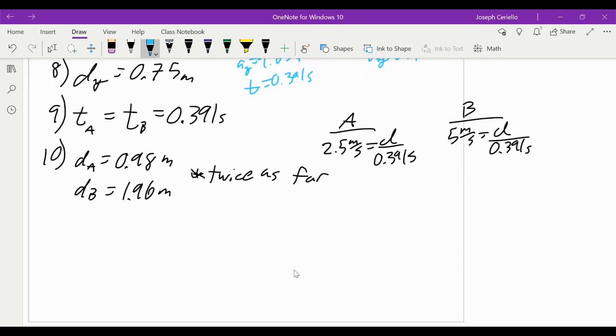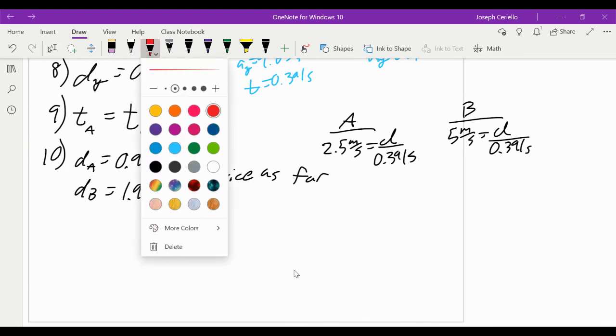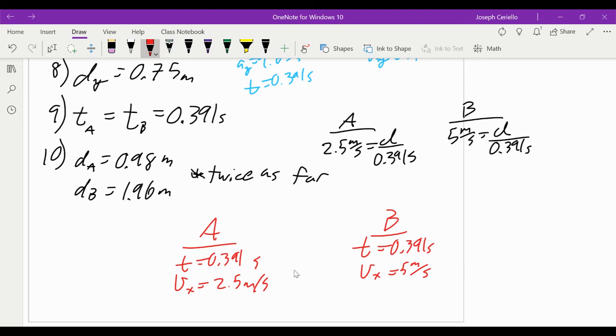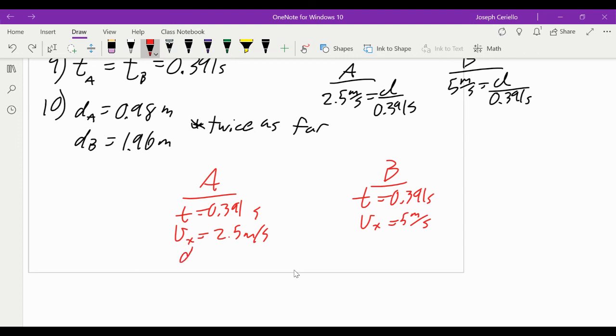For trials A and B, some people had some confusion about how to go about doing this. So here's trial A and here's trial B. Trial A has a time of 0.391 seconds. Trial B has a time of 0.391 seconds. Our velocity in the x direction for trial A is 2.5 meters per second. For trial B it is 5 meters per second. Our acceleration in the x direction is 0 for both, so I'm not even going to draw that. And we're looking for dx for both trial A and B.